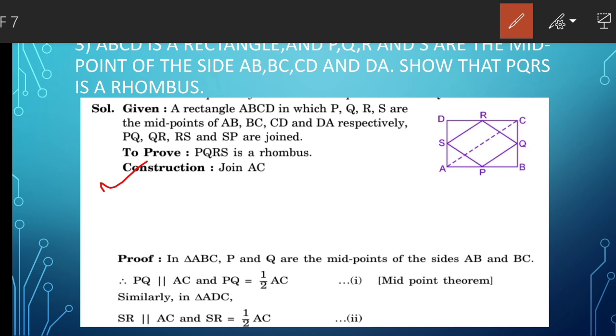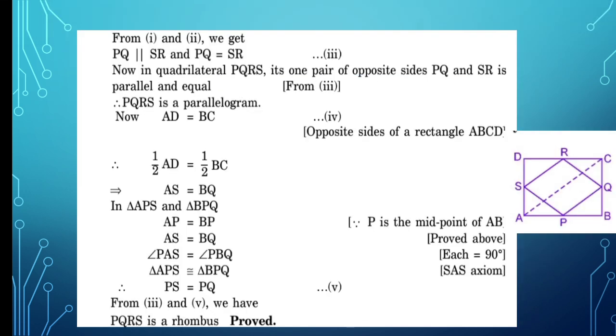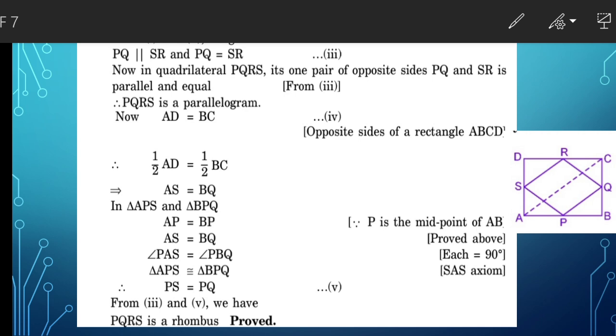First we are going to consider the bottom triangle ABC. In ABC, P and Q are the midpoints of AB and BC. So we can say PQ is parallel to AC and PQ is half of AC. Similarly, in triangle ADC, we can say SR is parallel to AC and SR is half of AC. Both these statements follow the midpoint theorem.